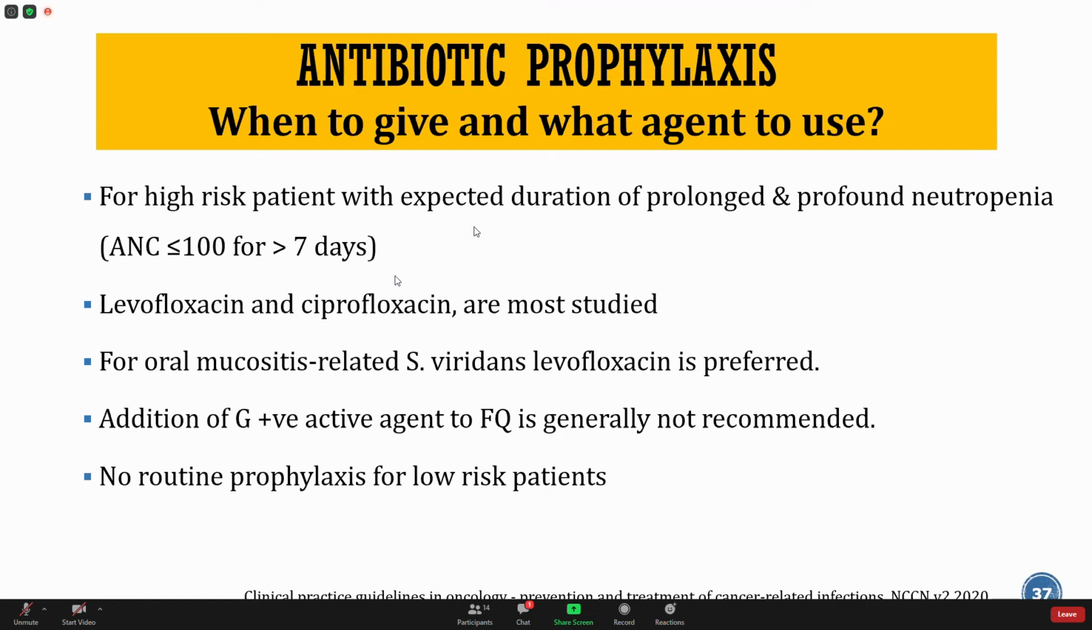The best antibiotic which is used as prophylaxis is fluoroquinolone. And actually, the best antibiotic in my experience is levofloxacin, which is not available in Ministry of National Guard Health Affairs. So we can give them ciprofloxacin. The dose of ciprofloxacin will be 500 milligram Q12 hours. Generally, we should not be giving prophylaxis to low-risk patients because of the risk of resistant gram-positive infections.